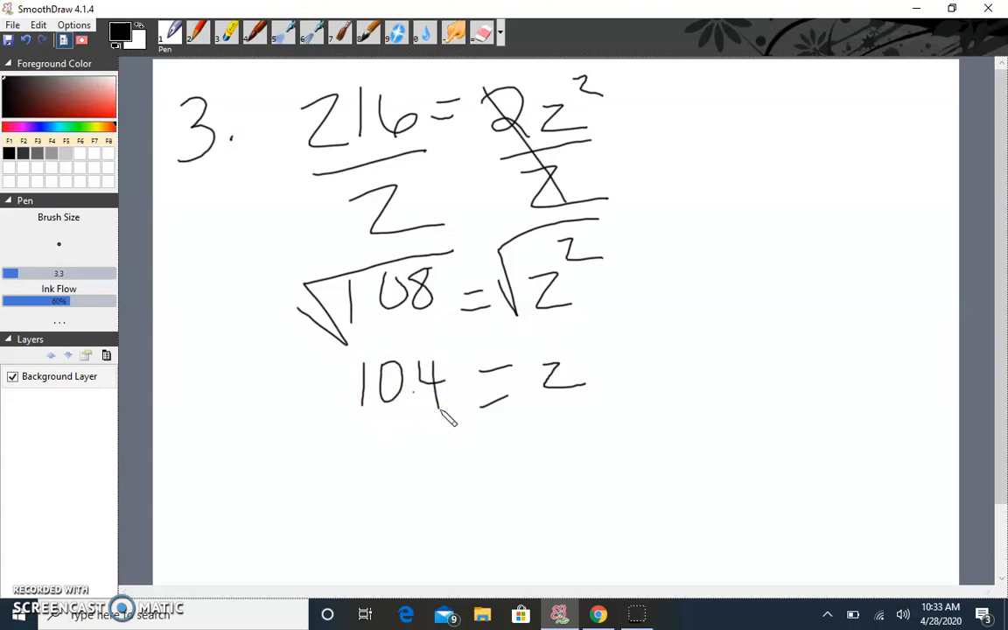Now, could that be a positive 10.4 times 10.4, or could it be a negative? It could be either one. So the true final answer is plus or minus 10.4 equals z. So that's how you figure out number 3 there. And let's work on the next one.